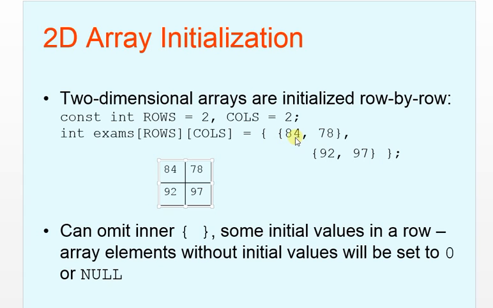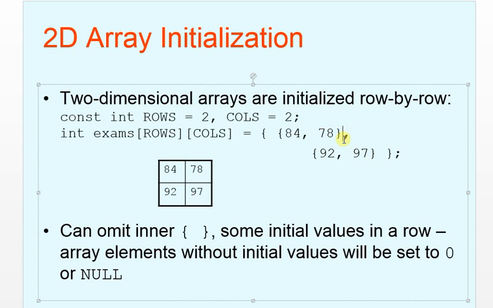So this is initializing exam 0,0 to 84 and 0,1 to the 78, and then it's initializing 1,0 to 92 and 1,1 to 97. So for each row you would have an inner set of curly brackets for it, separated by the comma right after the curly bracket there. I think I said parentheses, but it's curly brackets right, inside the curly brackets.